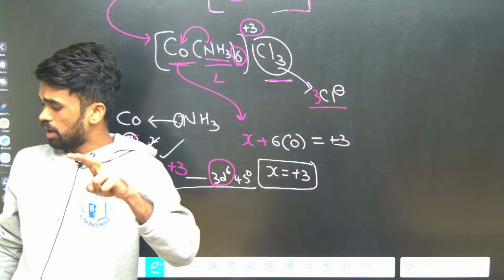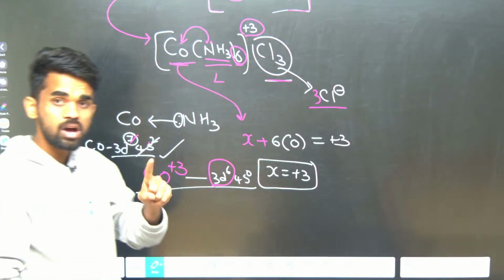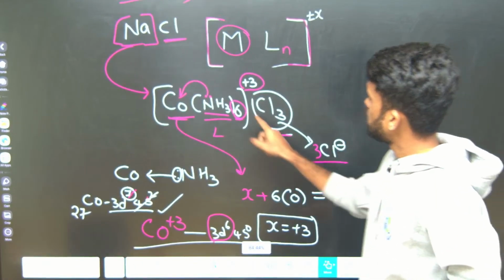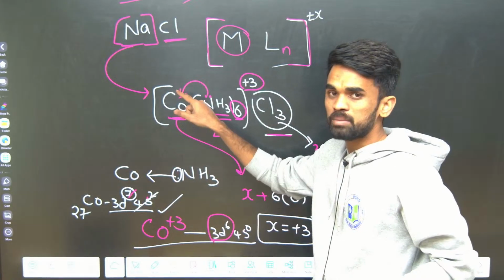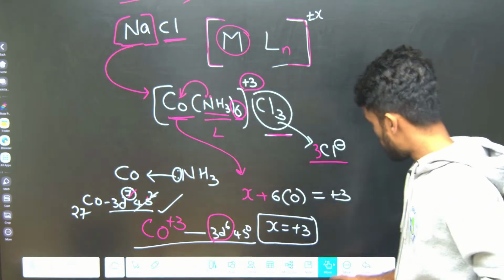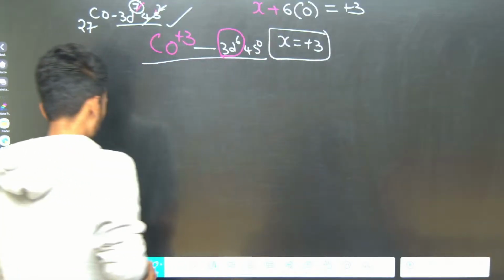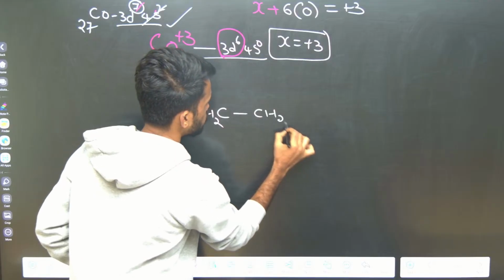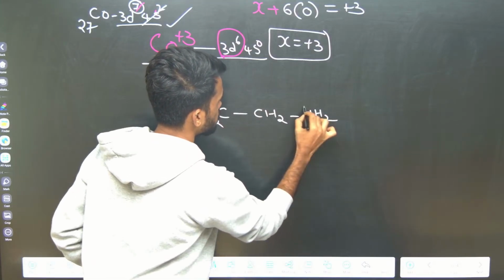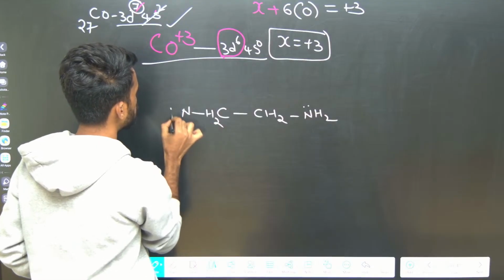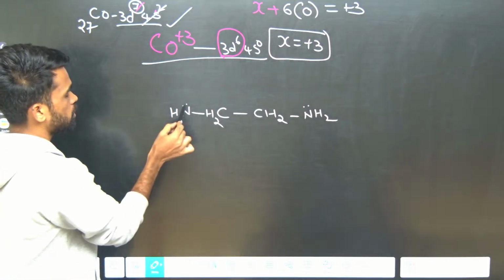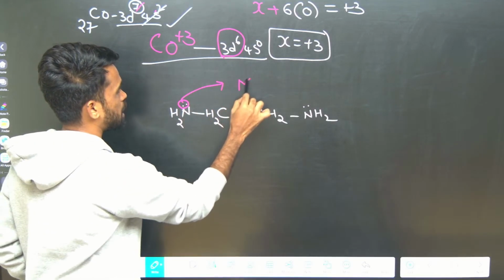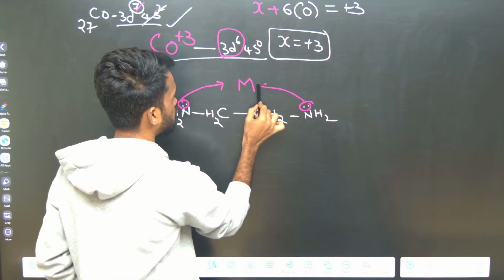We will be using 2 terms here. One is oxidation state, another is coordination number. What do we mean by coordination number? The number of ligands around the central metal atom is called its coordination number. For example, here I am writing a ligand: CH2, CH2, NH2, and here also NH2. We know the nitrogen of the amine has a lone pair, so that can be donated to the central metal atom, and from this side also it can be donated.